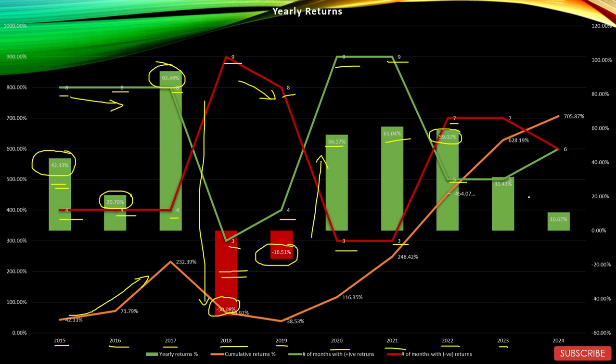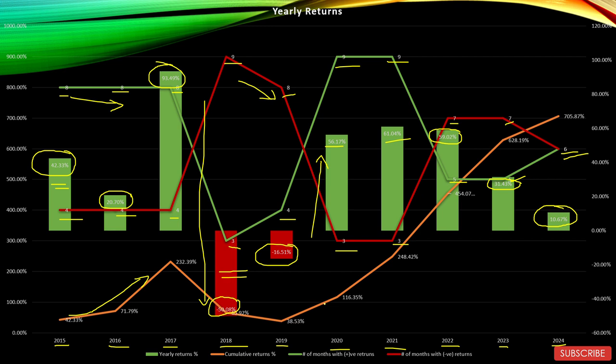2023 was again a solid year with 31.43% returns, 7 positive months and 5 negative months. But 2024 was a way below average year for this sector with only 10.67% returns and 6 positive and 6 negative months.